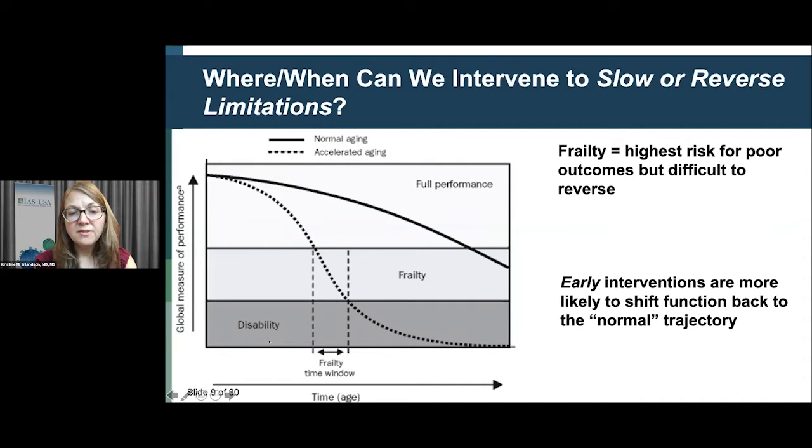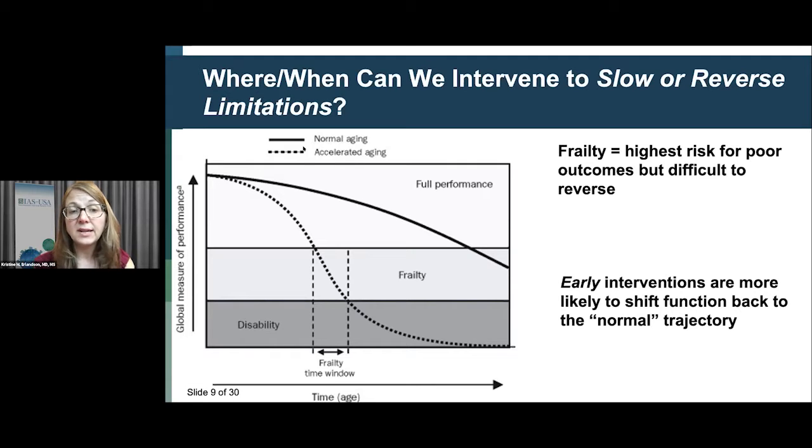While that frail individual has the highest risk for poor outcomes, and we may really be able to improve their quality of life and slow progression to disability with impairments, it's quite difficult to shift someone who's frail back up to this full performance curve. It takes a lot of interventions, and it's pretty difficult to reverse frailty, more something to slow and minimize additional stressors that might cause decline.